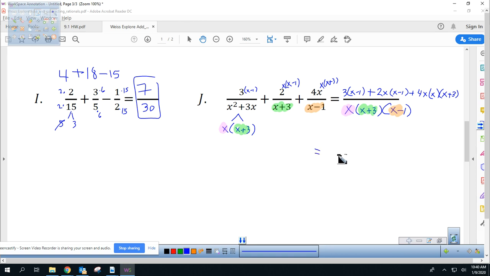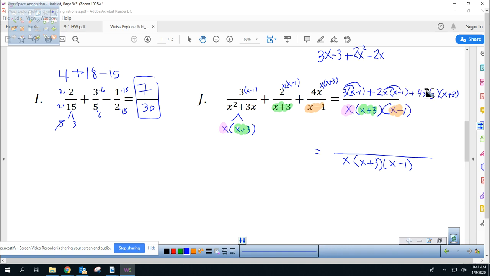And now I'm going to simplify my problem. Let's see, my common denominator is x, x plus 3, x minus 1. Now I need to fix all my numerators, so I'm going to do it way up here. If I distribute here, I'm going to get 3x minus 3. Over here, if I distribute, I get plus 2x squared minus 2x.